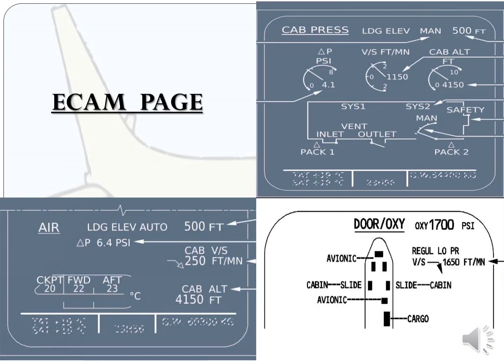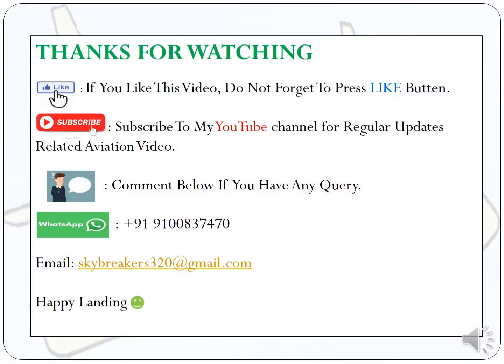We can monitor operations of the pressurization system from the ECAM, from the air conditioning page, cabin pressurization page, and door or oxy page. You can just go through it. Hope you got a basic idea about the pressurization system.